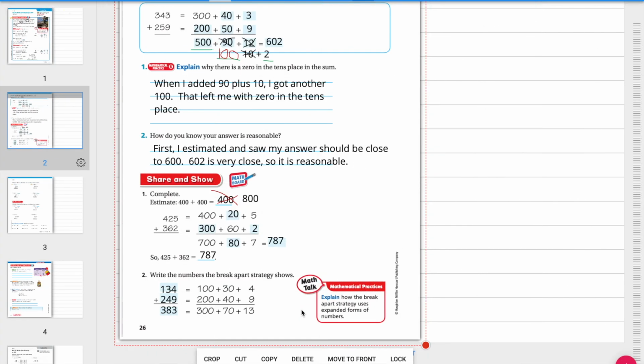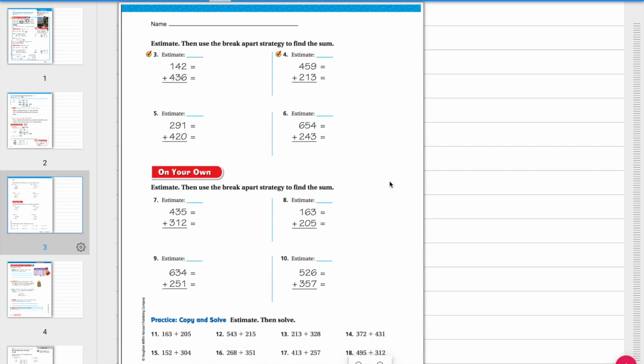Okay, did you get 383? Now this one did not have us estimate, but if you were thinking of how many hundreds, you knew it would be over 300, right? And probably not all the way to 400. So if these were easy for you, awesome. If you still need some practice with it, that's totally great because we have more practice.